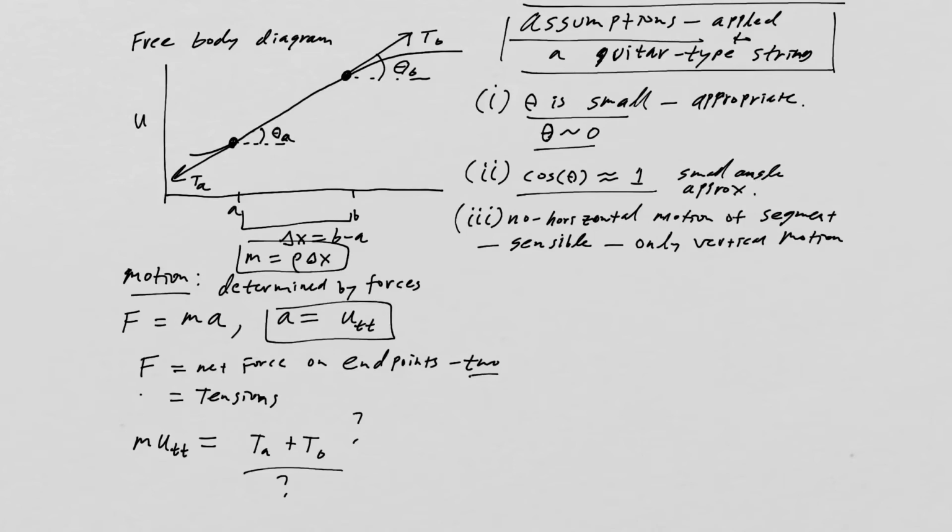There is no side-to-side motion to speak of, and that's because the string is under tension, and at the end points there is equal and opposite tension on every segment. So what we can actually say is there is equal and opposite tension on every segment.